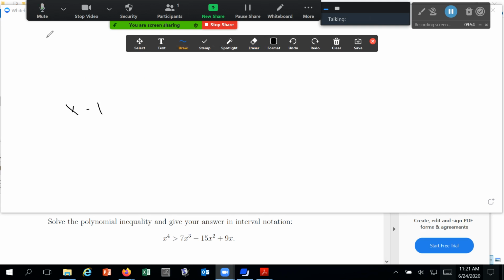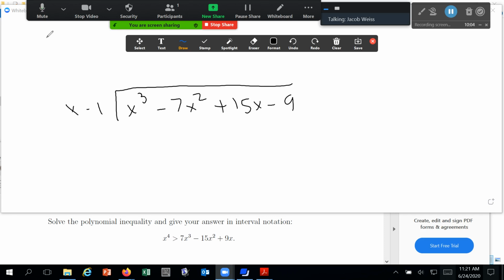So we have x cubed minus 7x squared plus 15x minus 9 divided by x minus 1. So the idea here is we want to take the first term inside the division sign and the first term out here and see what we need to multiply the term out here by to equal this. So what do we have to multiply x by to get x cubed? And the answer to that is x squared, right? So we put our x squared up there.